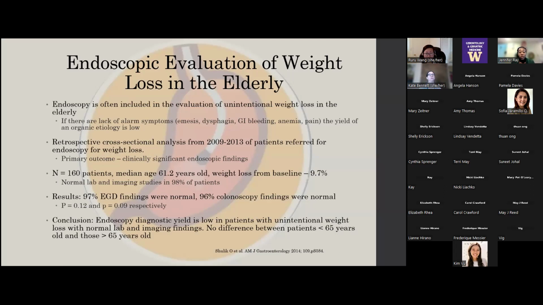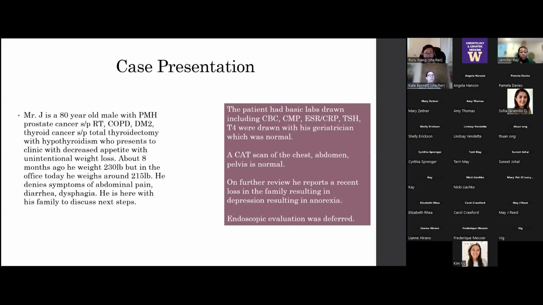So the conclusion, or bottom line, is if your patient doesn't have alarm symptoms or GI-focused symptoms contributing to their anorexia or weight loss, and they have normal labs and normal imaging, I would maybe consider holding off on ordering a scope because we're likely not going to find anything, and there's their sedation risk.